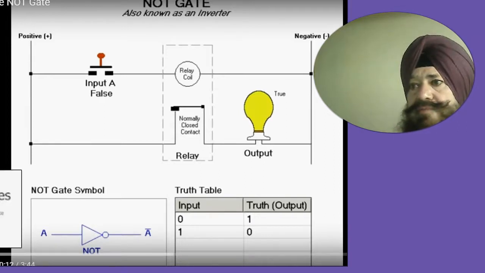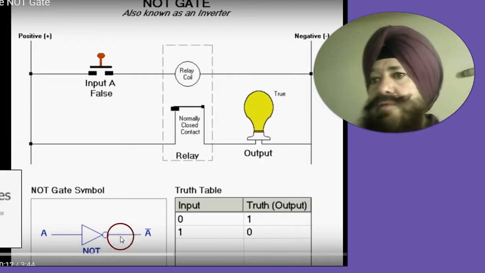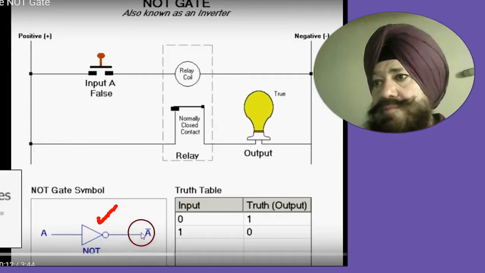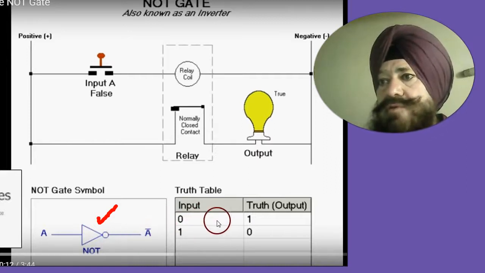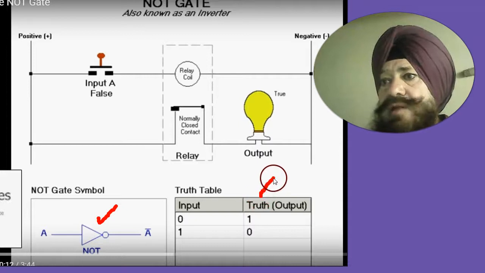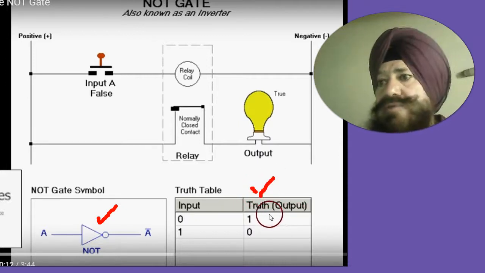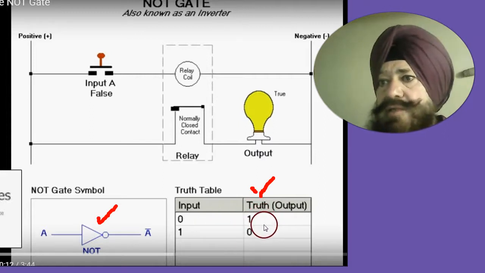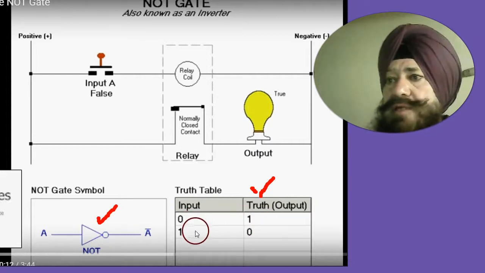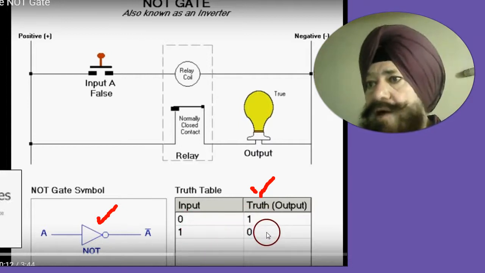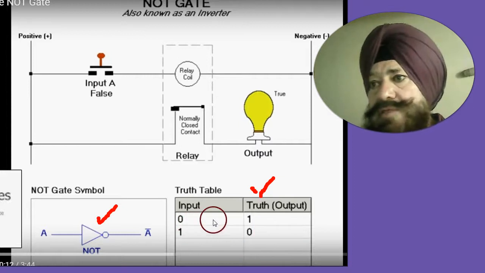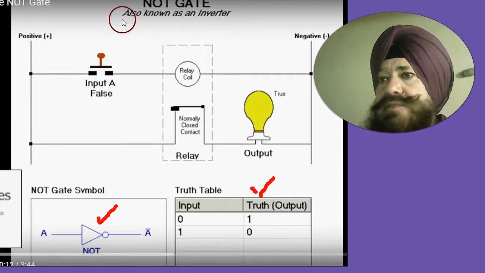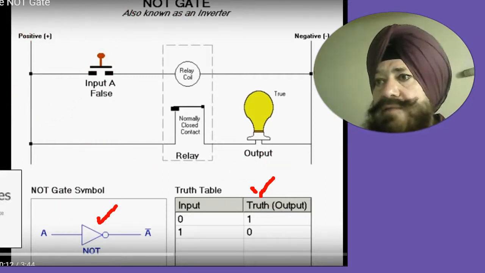Now let's come here. This is again our NOT gate, with a single input and a single output. This is called the truth table, right? The truth table tells us about the relation between the output state and the input state. If the input is 1, the output is 0. If the input is 0, the output is 1. Now, we can realize the NOT gate.